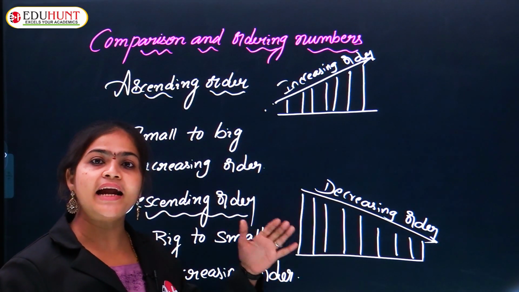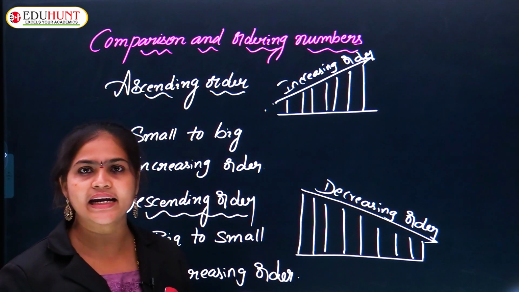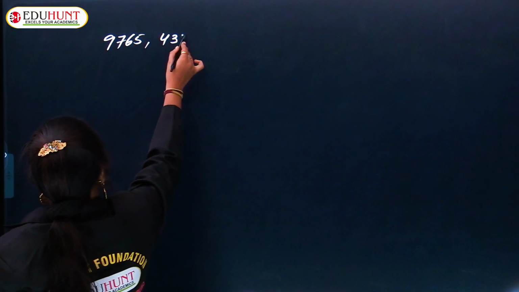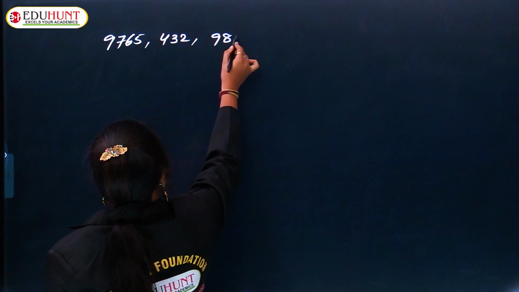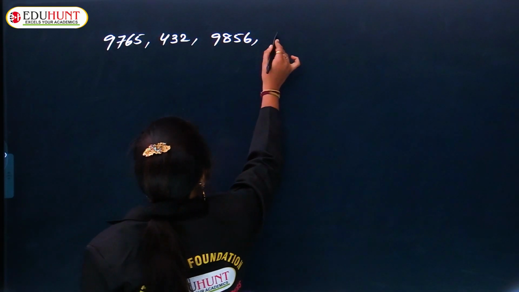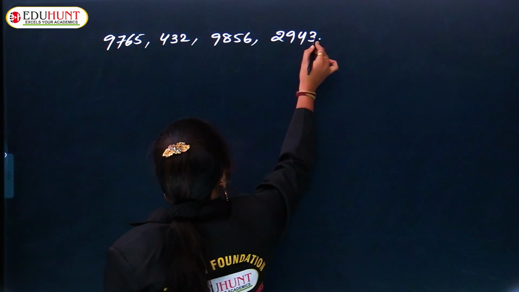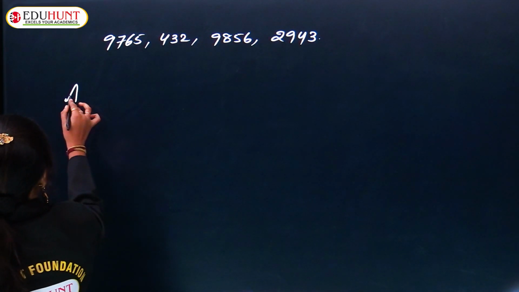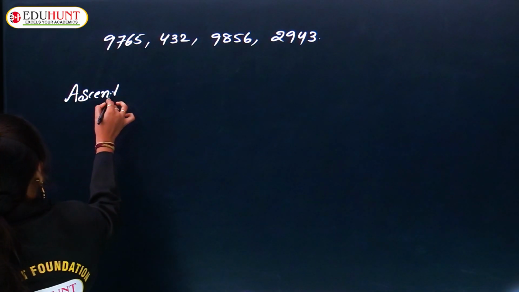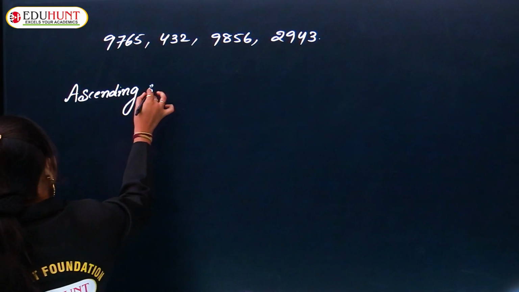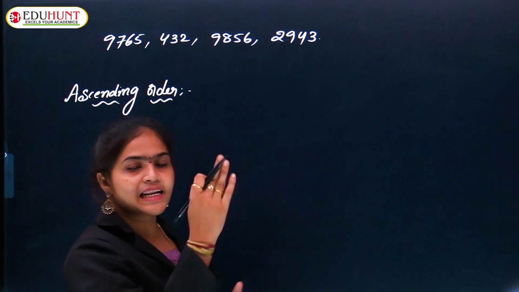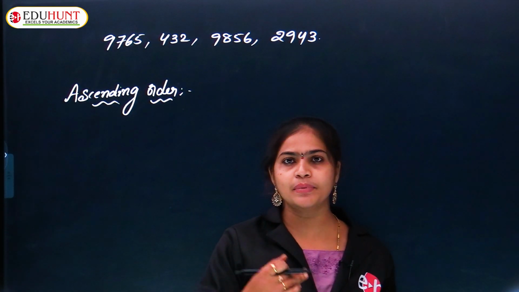Now, how to arrange numbers in ascending order and descending order? Now say the given numbers are 9765, 432, 9856, 2943. Understood? For those numbers, first write the ascending order. Ascending order means which order? That is increasing order. Increasing order means smallest number to biggest number.